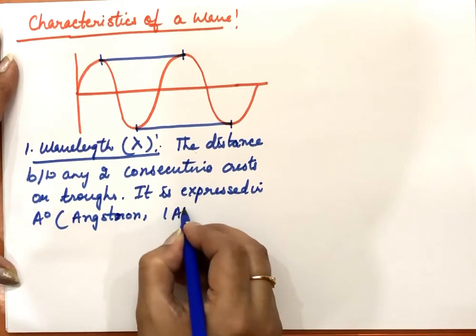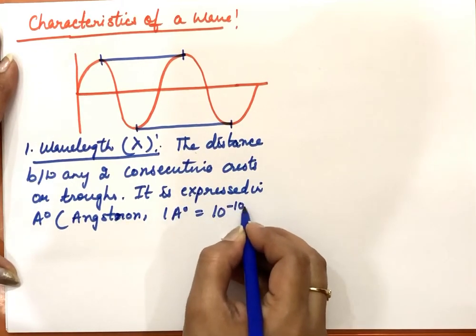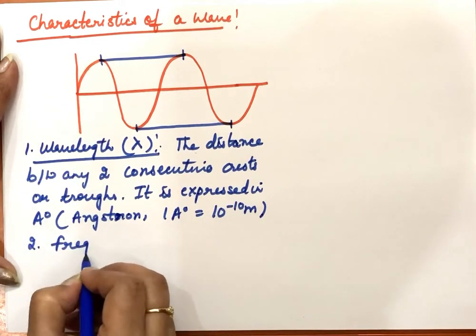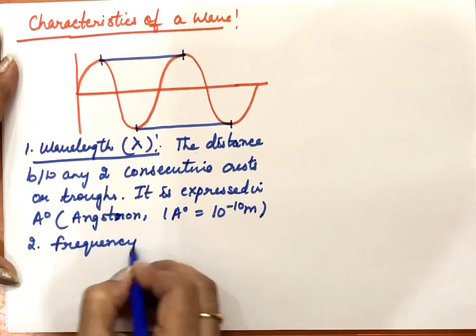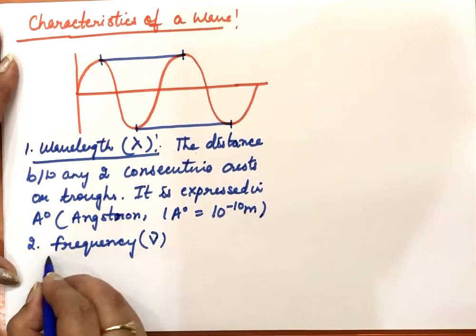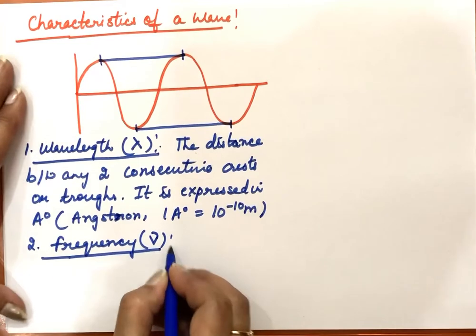And 1 angstrom we know is equal to 10 raised to power minus 10 meters. Second characteristic of wave is frequency. For frequency, symbol is nu. V and then tilted like this becomes a symbol for frequency. This is called nu. What is frequency?